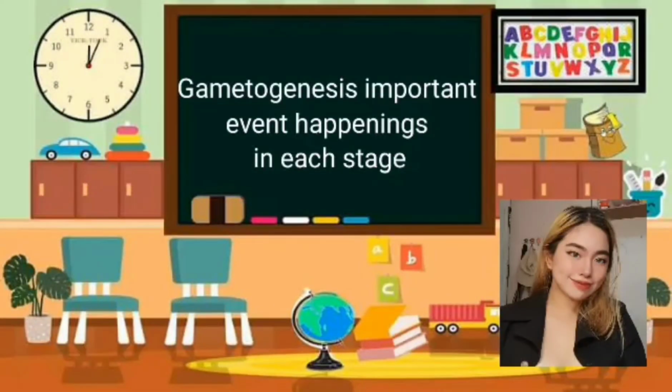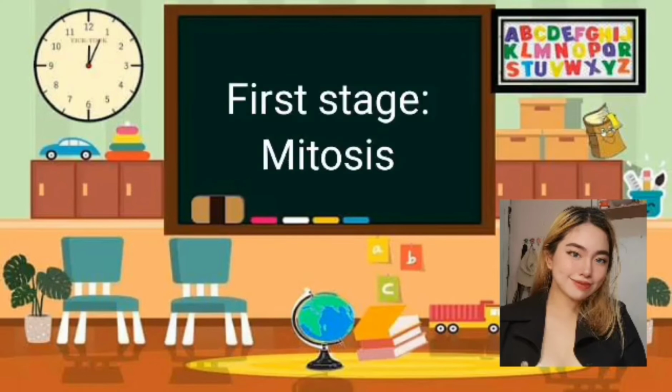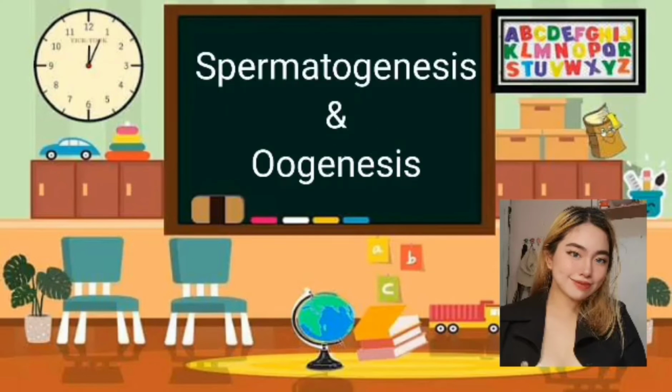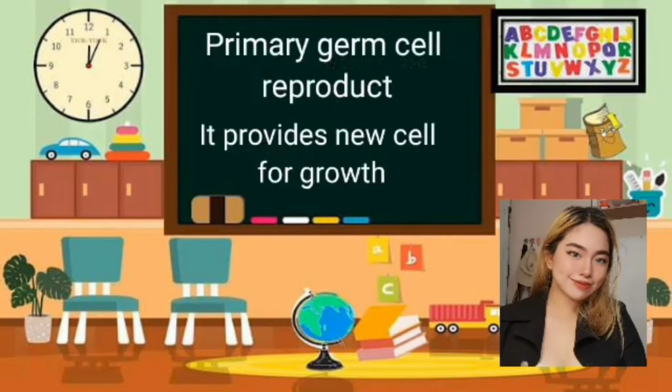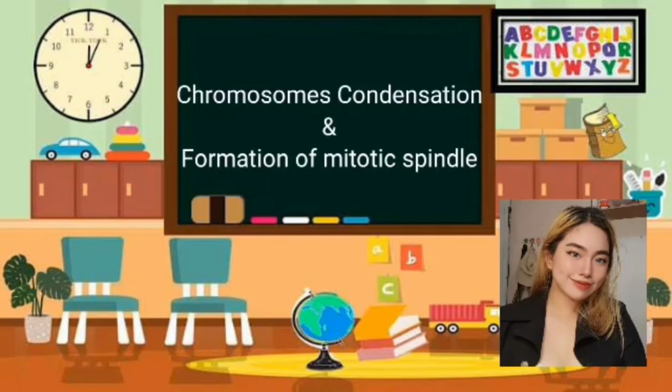Gametogenesis: important events happening in each stage. First stage, mitosis. In spermatogenesis and oogenesis, the primary germ cell reproduces. It provides new cells for growth. Mitosis events include chromosome condensation and formation of the mitotic spindle.